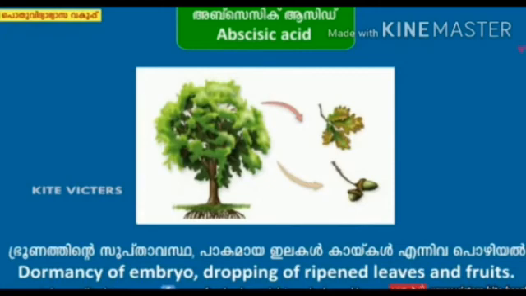So the growth of the embryo is controlled by abscisic acid, and the dropping of ripened leaves and fruits is also controlled by abscisic acid. The ripened, fully formed fruits and leaves that are dropped from the plant are controlled by abscisic acid.